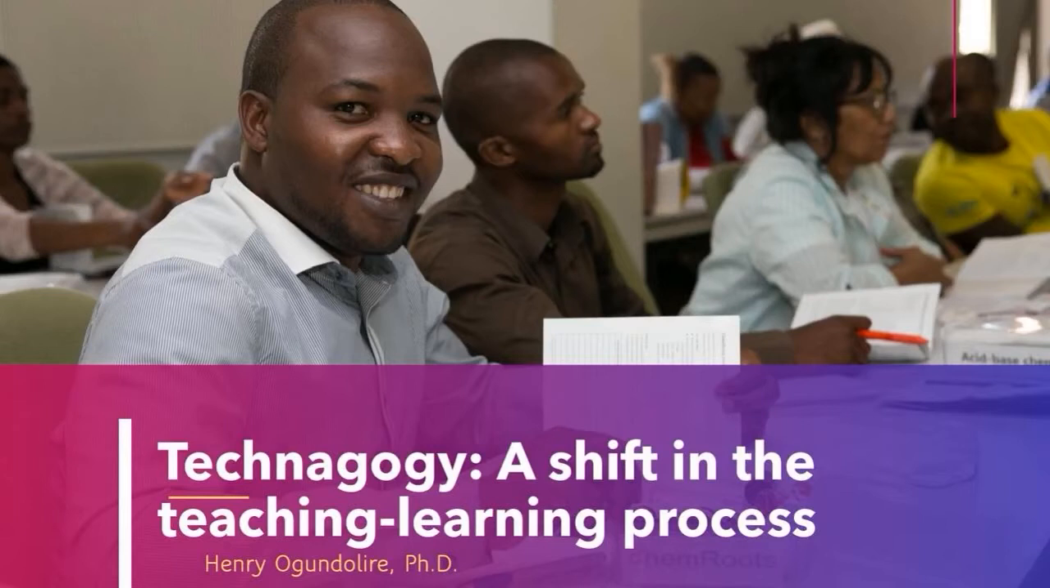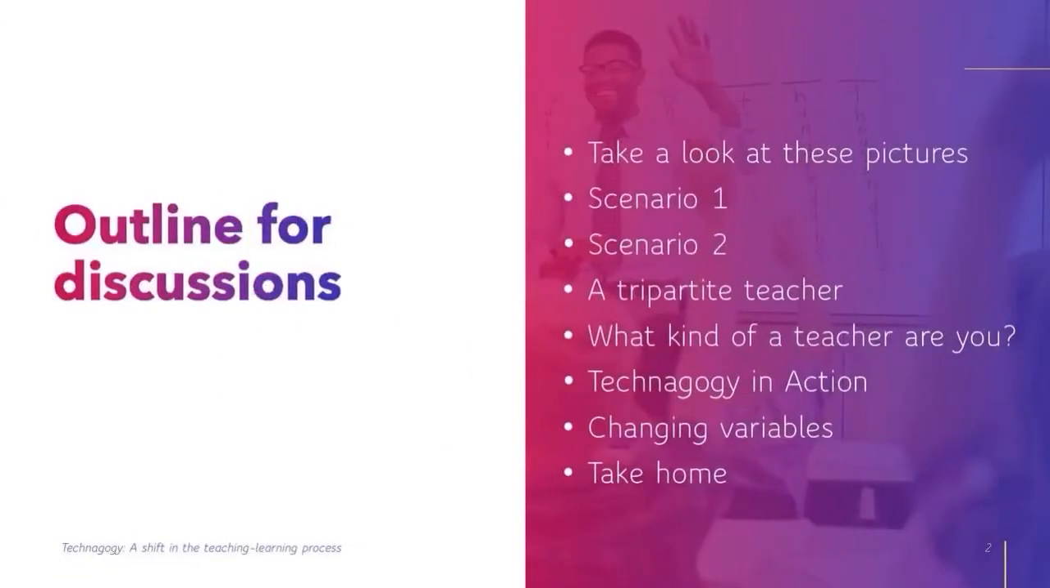So let's look at our outlines. We're going to be looking at some pictures, then we're going to take decisions on those pictures that I'll be showing you in my next slide. So we're going to look at about two scenarios, 1 and 2, and I'm aware that I have just 30 minutes to make this presentation. So I'm going to be fast, and I want you to follow me as I move.